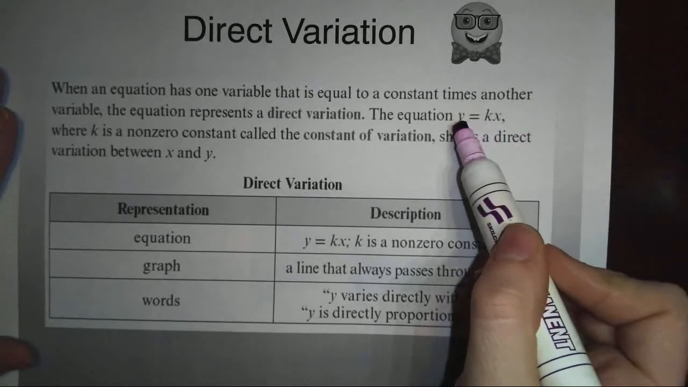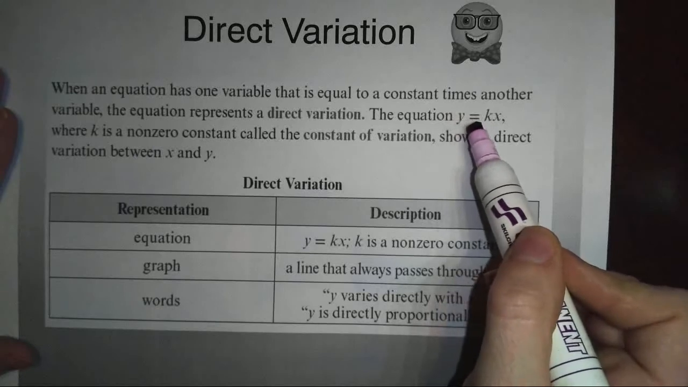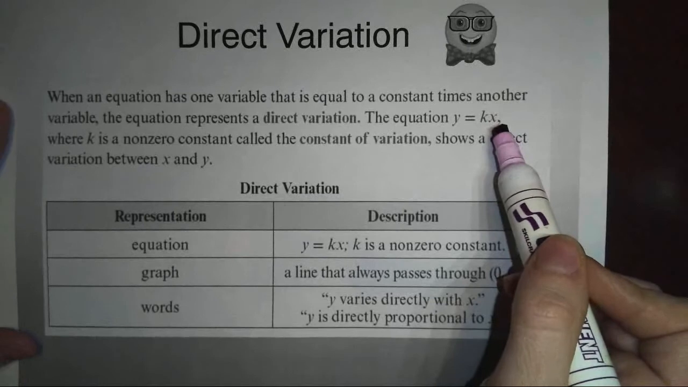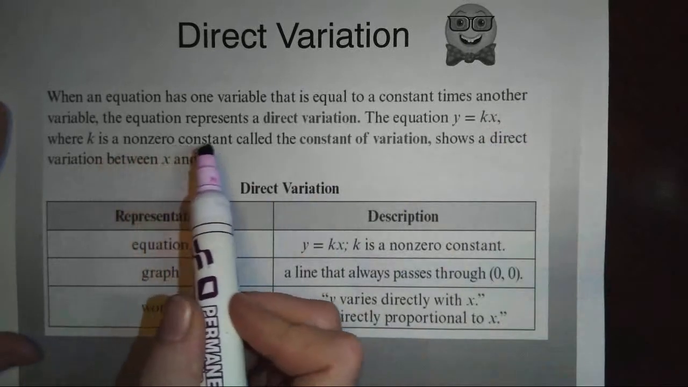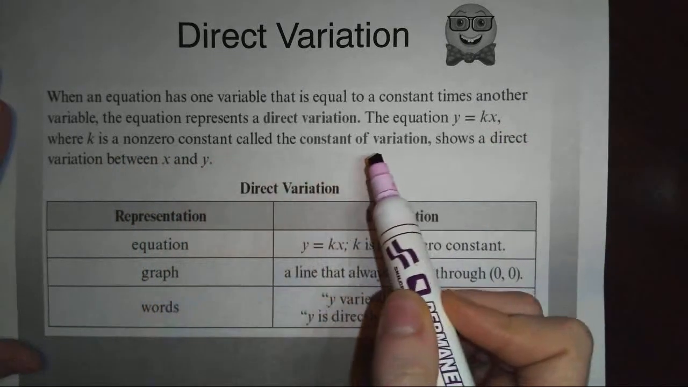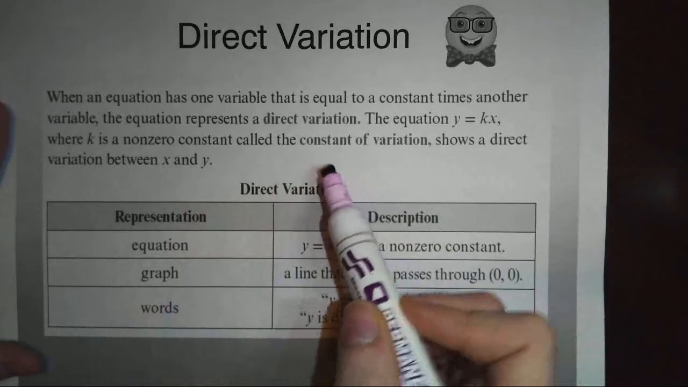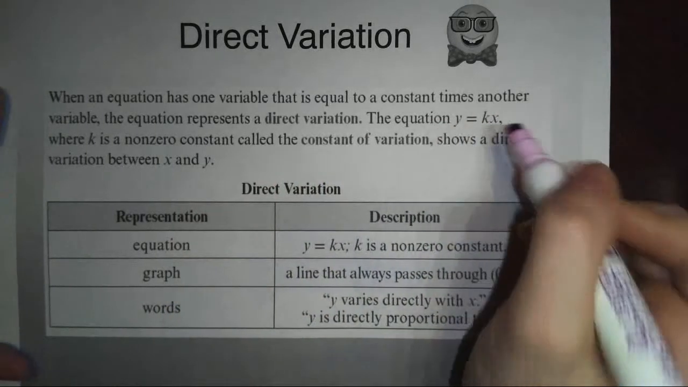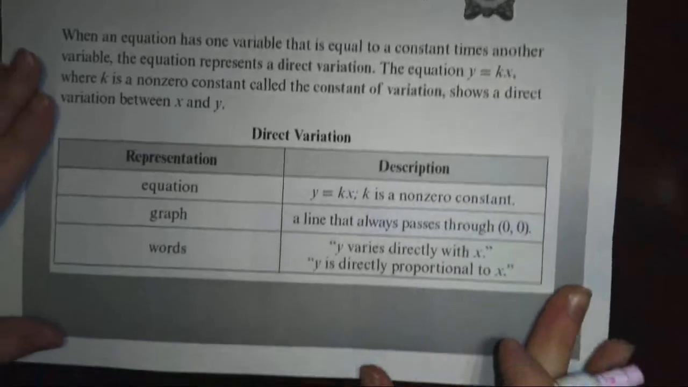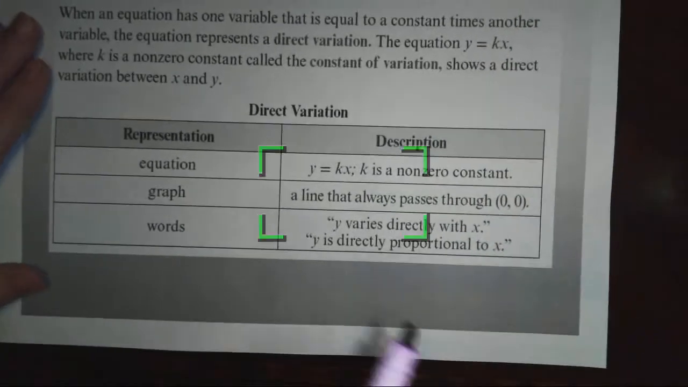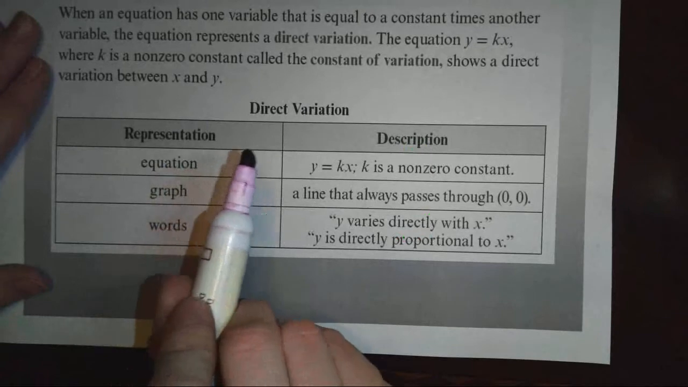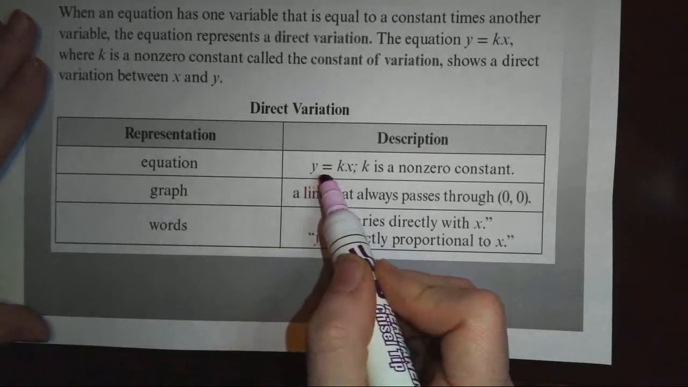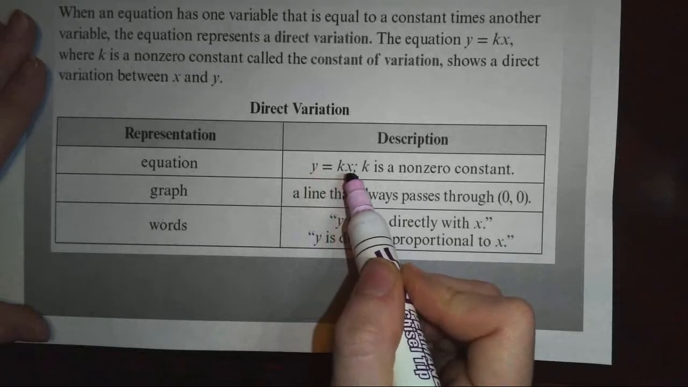They have their dependent variable, and it's equal to some number, k, times the independent variable. And k is a non-zero constant, and it's called the constant of variation. Basically, it's the number that you're multiplying by the independent variable. And this shows a direct variation. So when we have an equation and we want to know, is it a direct variation, our equation needs to take this form, y equals some number times x.